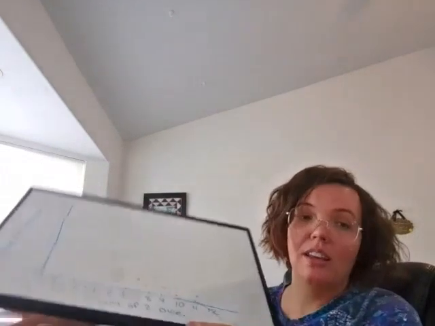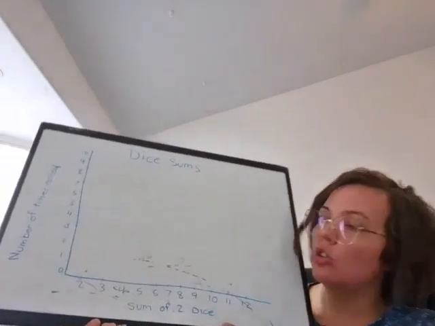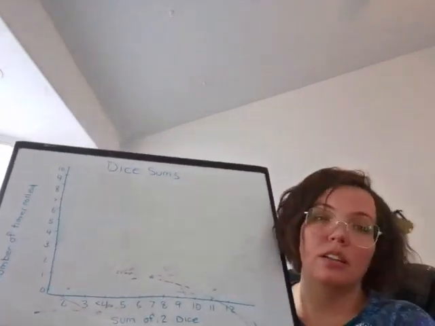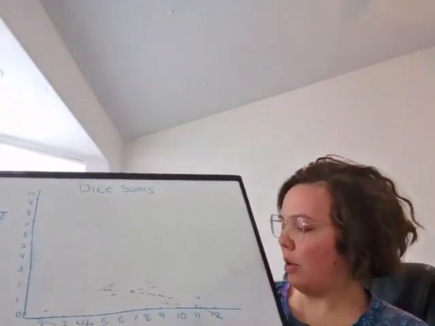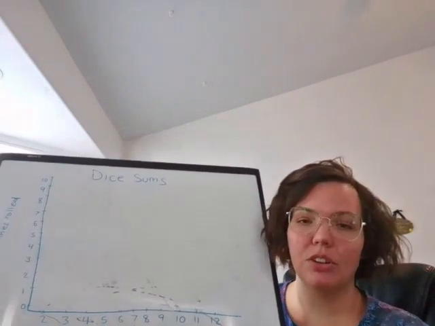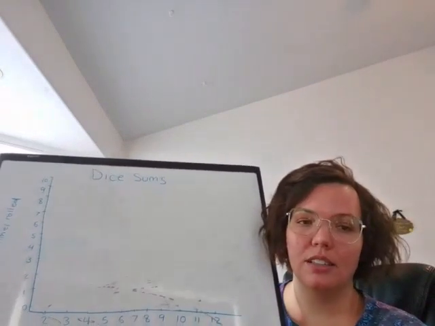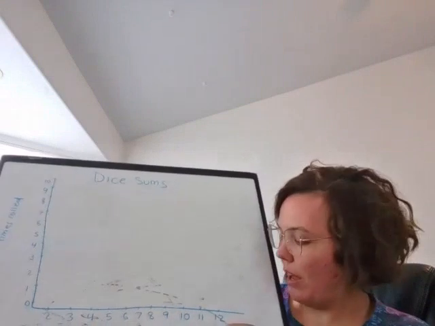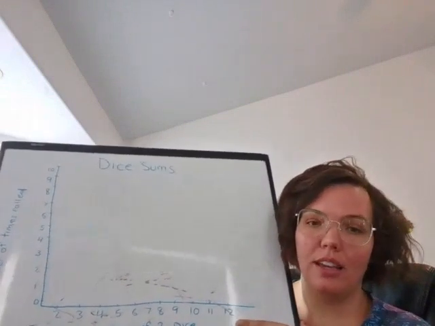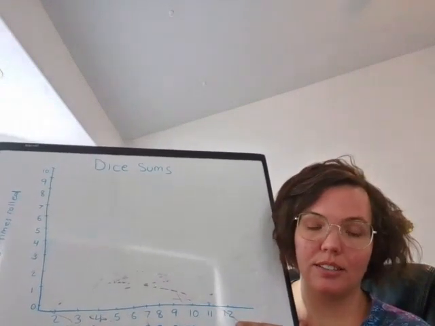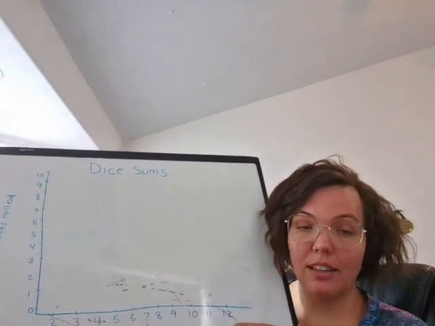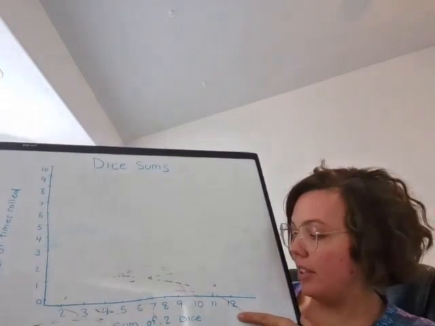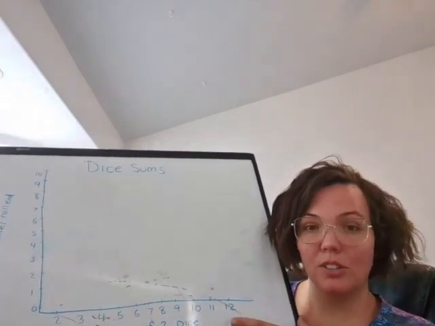Yeah, okay. Bobby, why do you think it's 2 and not 1? Because you can't get 1 when you roll 2 dice. Yes, good thinking. And what about the highest number? What is the greatest number on the horizontal axis? Yep, 12. And why do you think that's the highest number on the horizontal axis? Because when you roll 2 dice, the highest that you can possibly get is 12, right? You get 2 6s, you get 12.